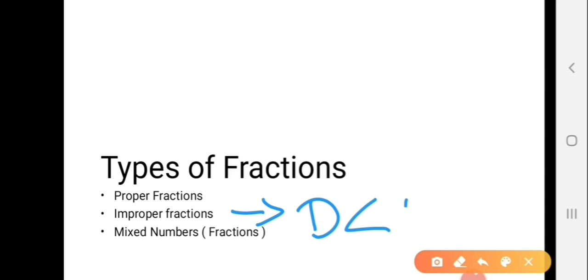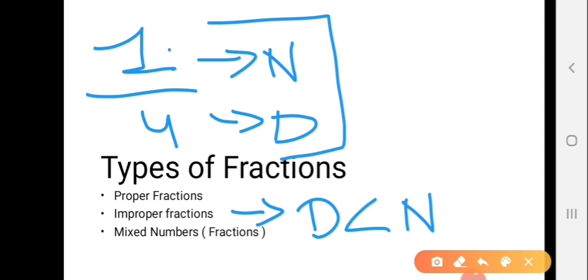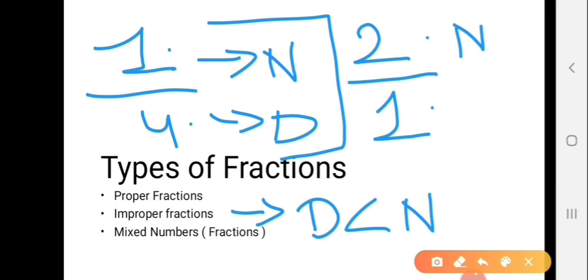In improper fractions, the denominator is smaller than the numerator. If this is a fraction, this is the numerator and this is the denominator, but this is a proper fraction because 1 is smaller than 4. One example of an improper fraction is this one, because 2 is greater than 1. So the numerator is greater than the denominator, and it's an improper fraction.